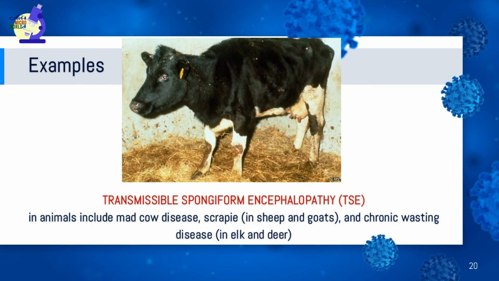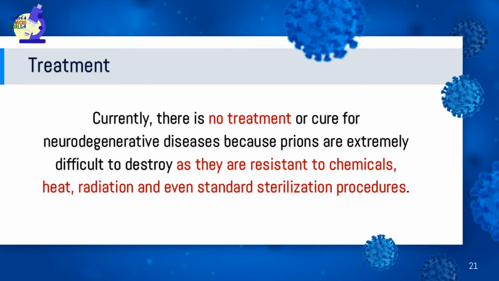in elk and deer. The third point is treatment: currently there is no treatment or cure for these neurodegenerative diseases because prions are extremely difficult to destroy, as they are resistant to chemicals, heat, radiation, and even standard sterilization processes.